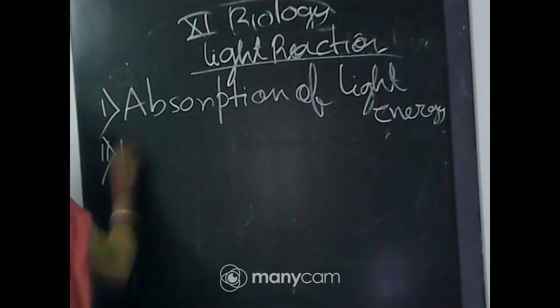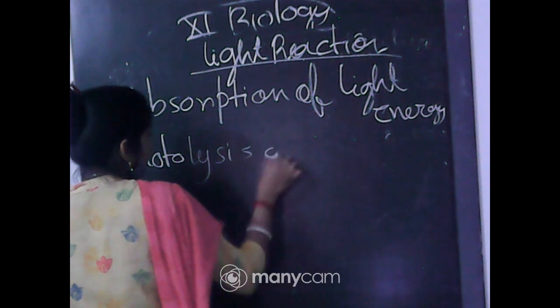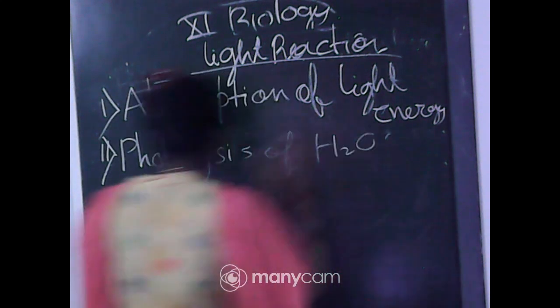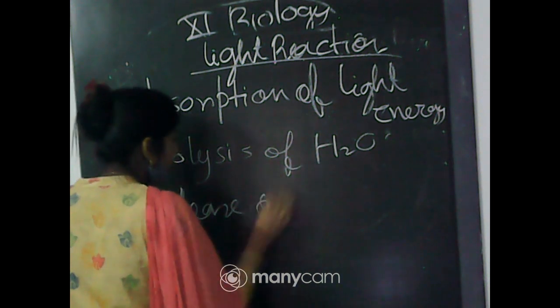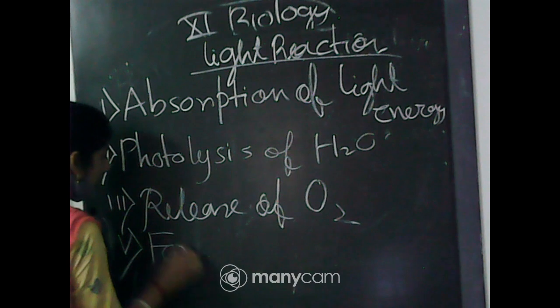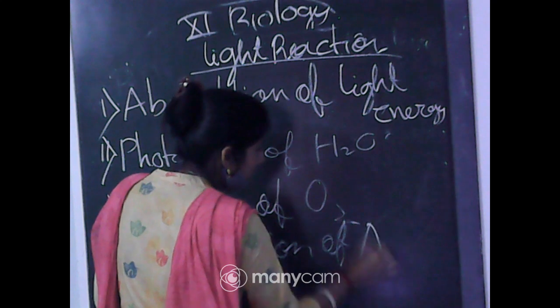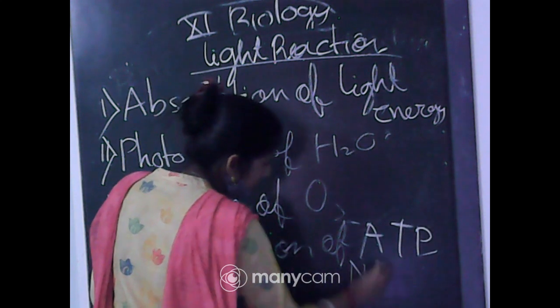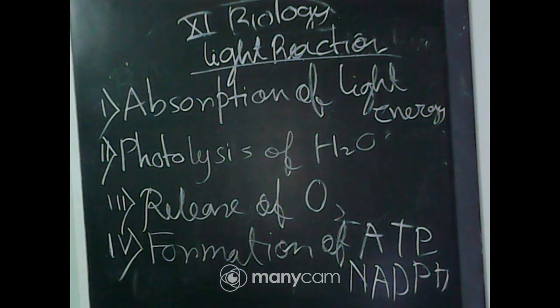Second one is photolysis of water. Third one is release of O2. And the fourth one is formation of high energy chemical intermediates like ATP and NADPH. So these are the main steps of the light reaction of photosynthesis.